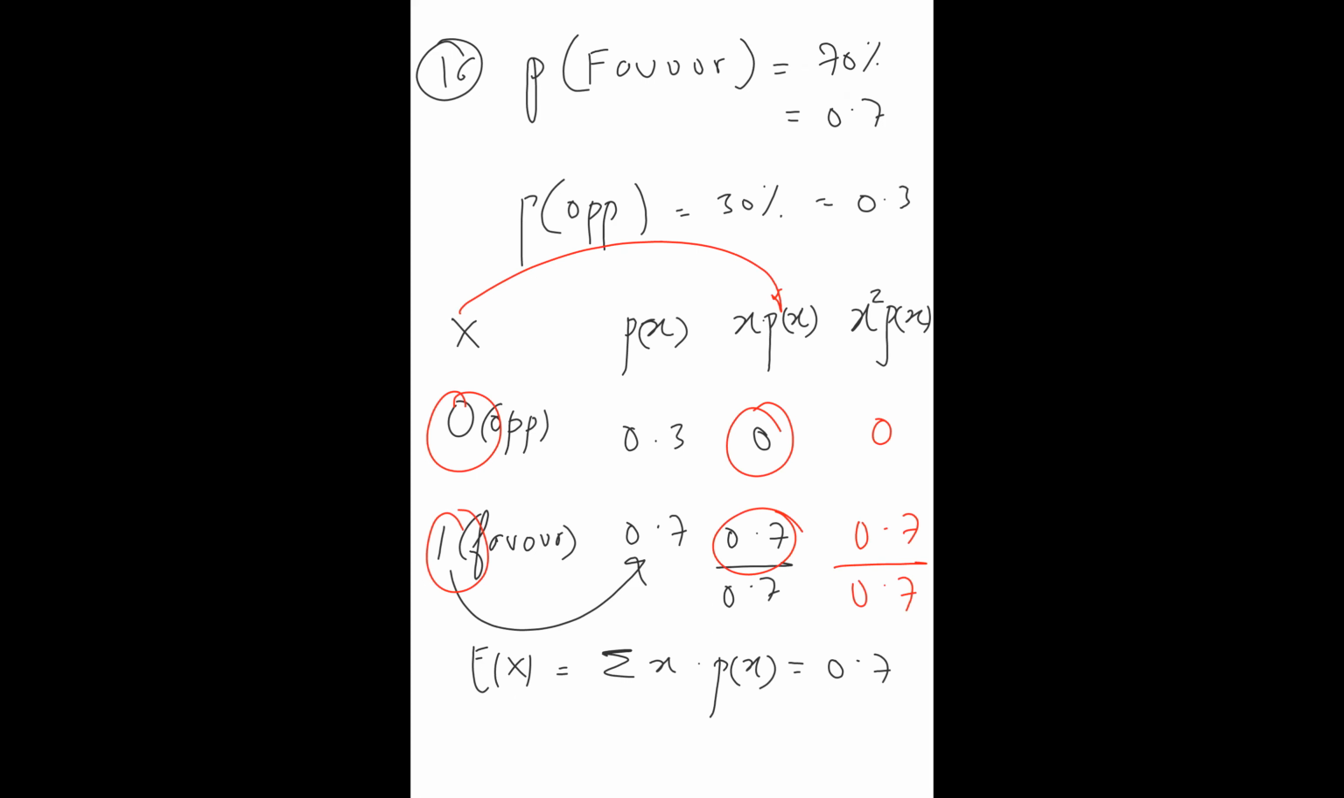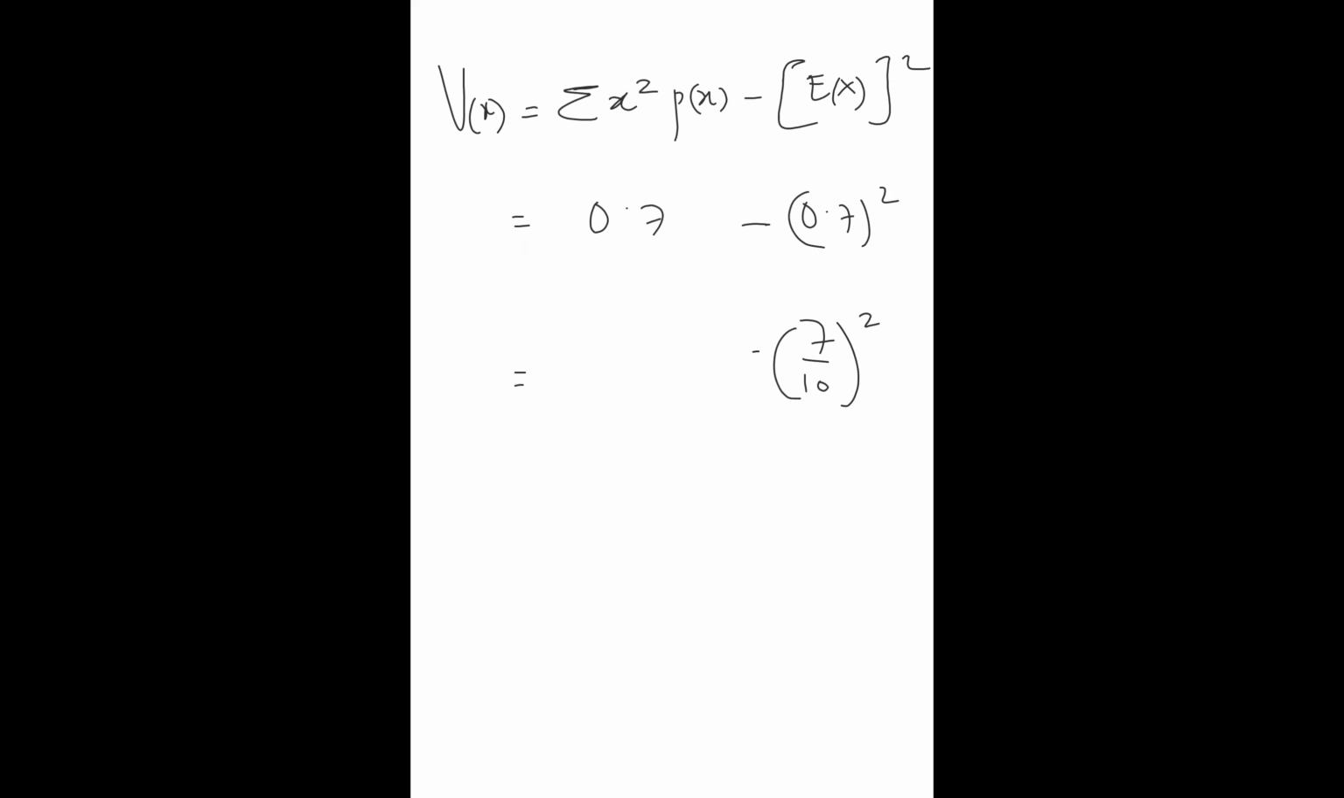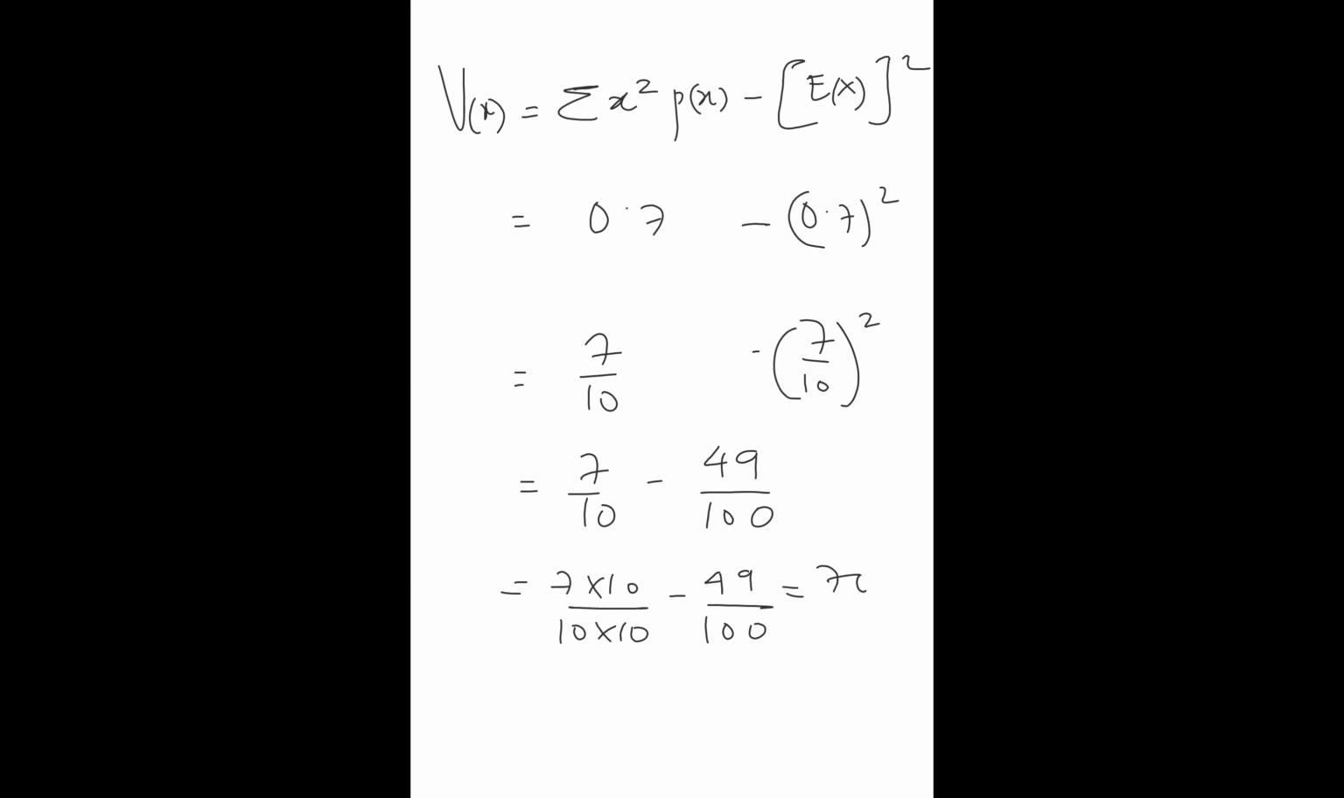So let's go back to the calculation. 0.7 minus 0.7 the whole square. So this is 7 upon 10 minus 49 upon 100. Multiply and divide with 10, LCM I am taking. So 70 minus 49 upon 100. 70 minus 49 is 21 upon 100. So the answer is 0.21. Right?